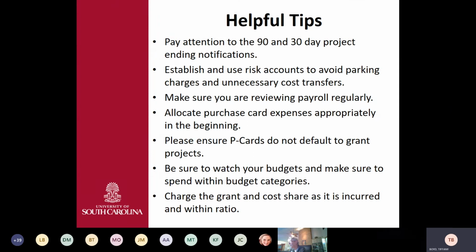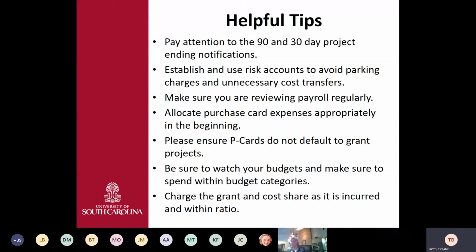Again, establish and use risk accounts so we can avoid parking charges and unnecessary cost transfers. Make sure you're reviewing payroll regularly. Make sure the account change forms are being done. Payroll's being updated. If a project's ending, do a payroll report on that project. Who's currently hitting there? All right, let me do the account changes for those folks and get them wherever they're going to be moving to next, and so on and so forth.